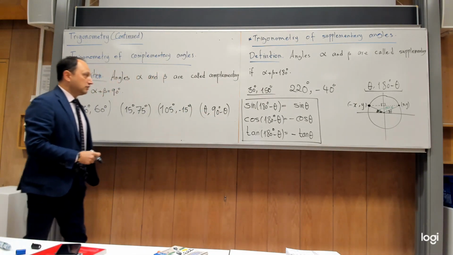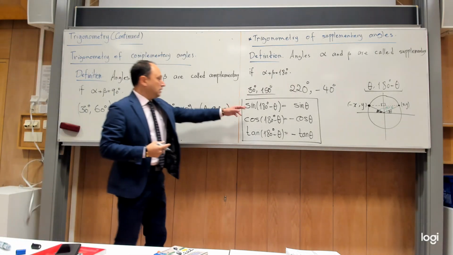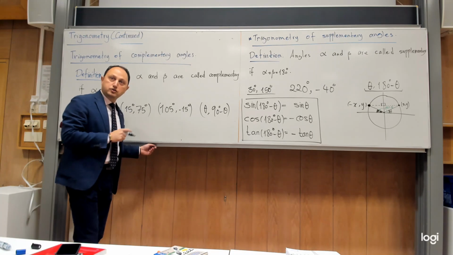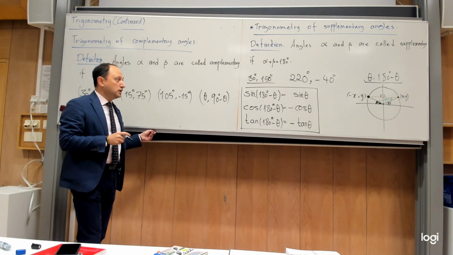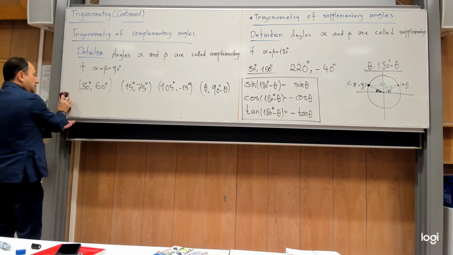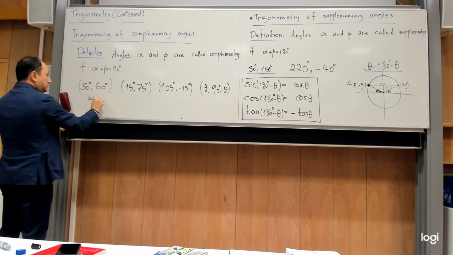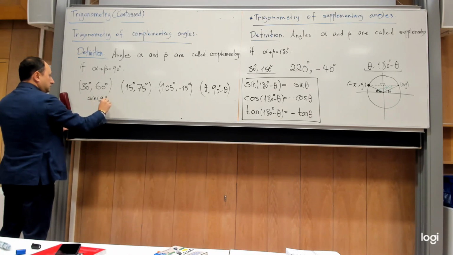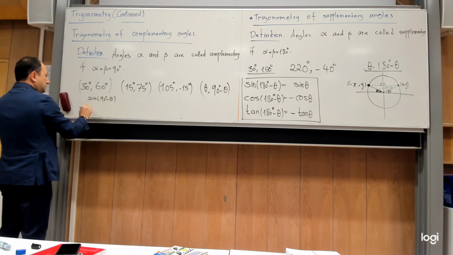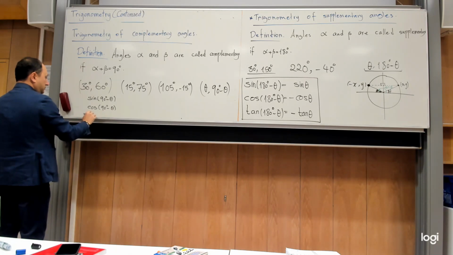So in general, I want to ask you the same question, but instead of 180, I want to have 90. And this is also very important, at least to know how to find the formulas if you forget. So my question is, what can I write in front of this? And then, of course, what can I write in front of this?